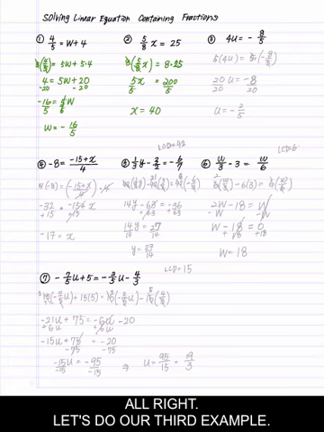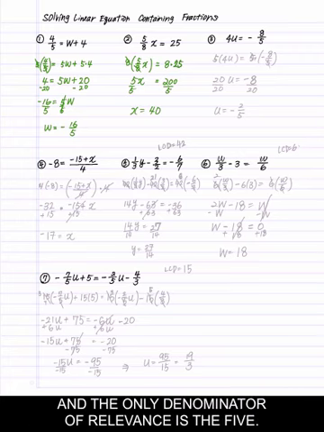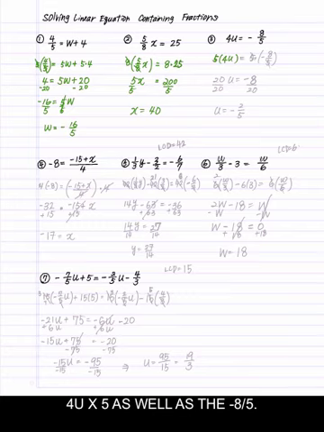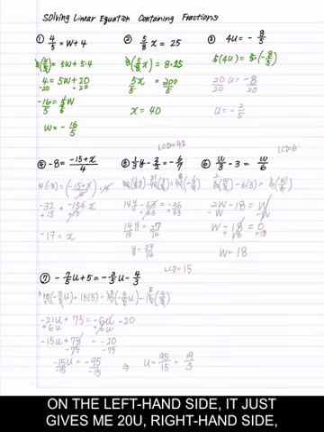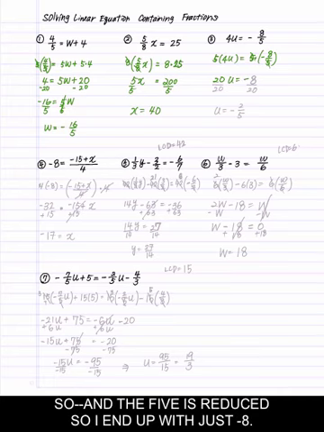All right, let's do our third example. In this case, we have the fraction on the right-hand side, and the only denominator of relevance is the 5. So I'm going to multiply everybody through by 5. 4u times 5, as well as the negative 8/5. On the left-hand side, that just gives me 20u. Right-hand side, a negative times a positive gives me a negative overall, and the 5's reduce, so I end up with just negative 8.